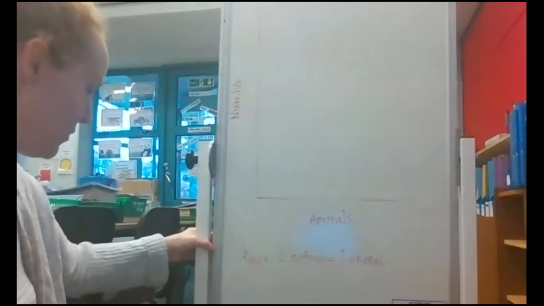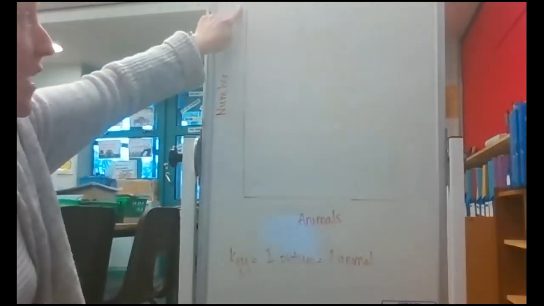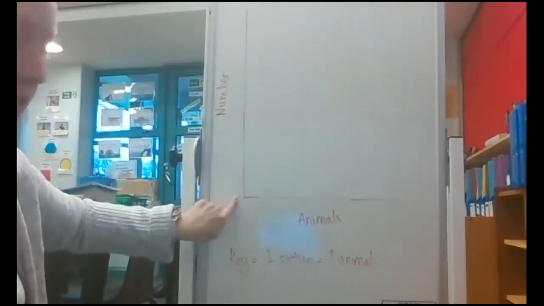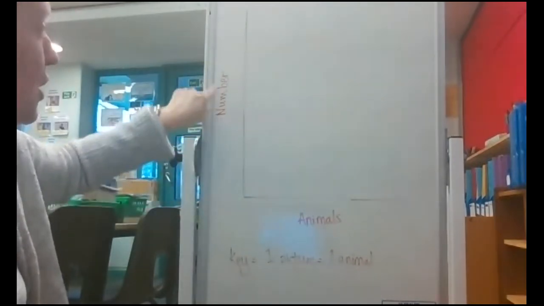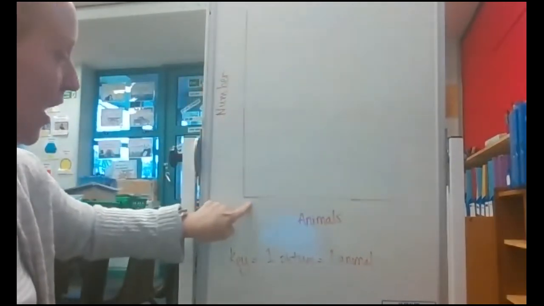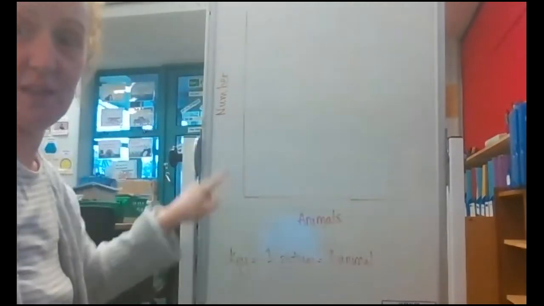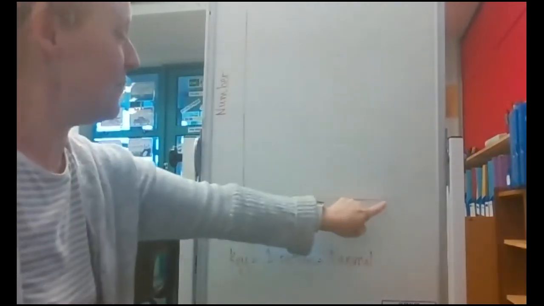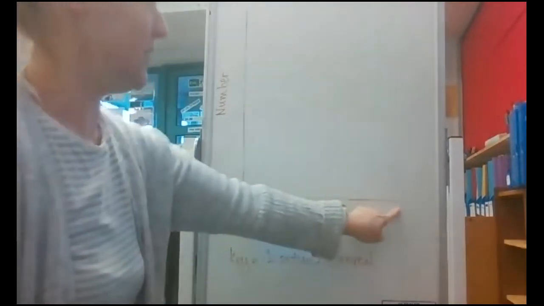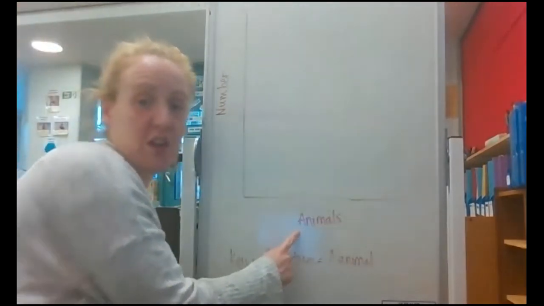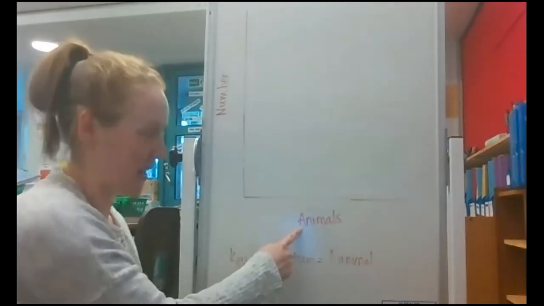So I've used a ruler to draw a vertical line, nice and straight down here. This is for my number, my amount. I've done a horizontal line across here, making a right angle, using our linked learning there. Horizontal line there, nice and straight. And at the bottom, I've put a title there, that is the animals here.